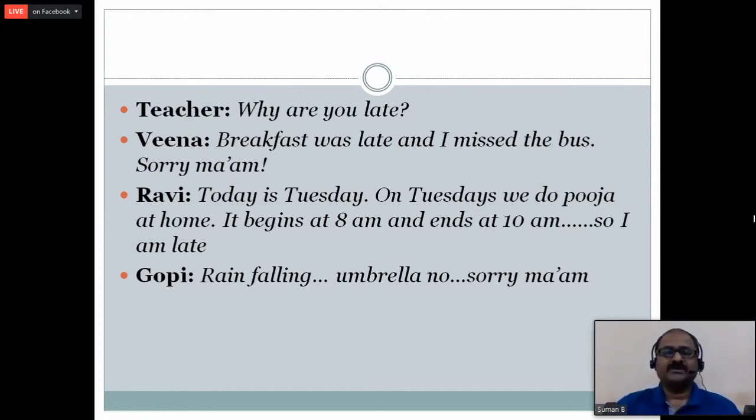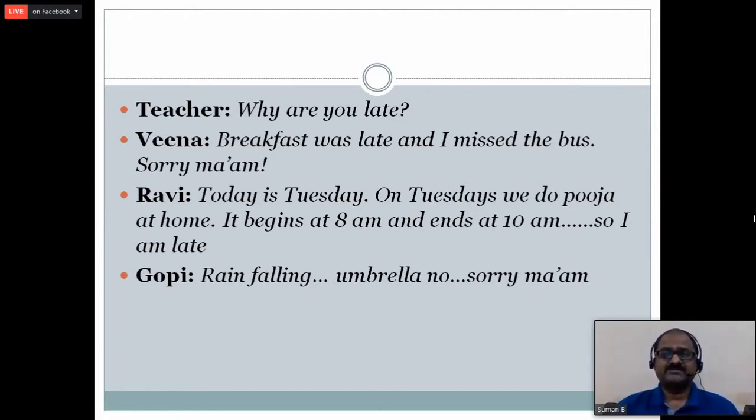So different students give different responses. If you notice Veena's response, it is perfectly grammatical, and she also knows she has made a mistake, so she has apologized. So it's a perfect example of accuracy, accurate use of language.